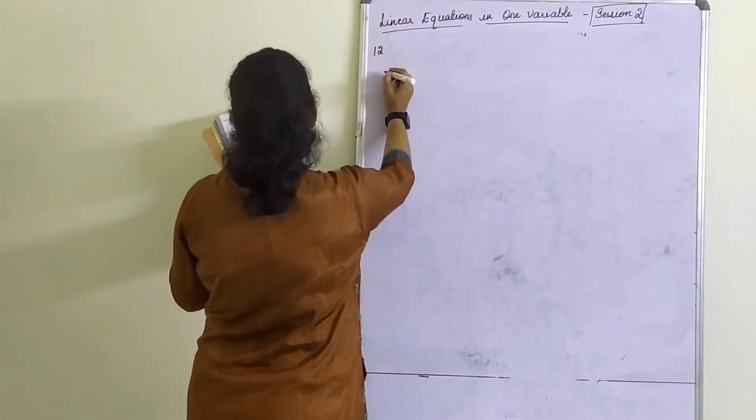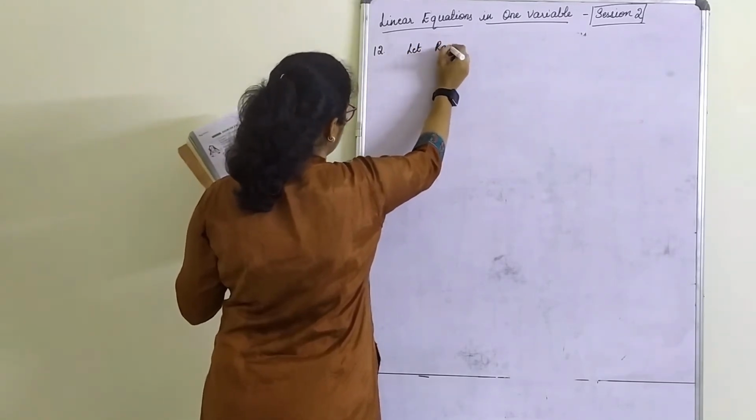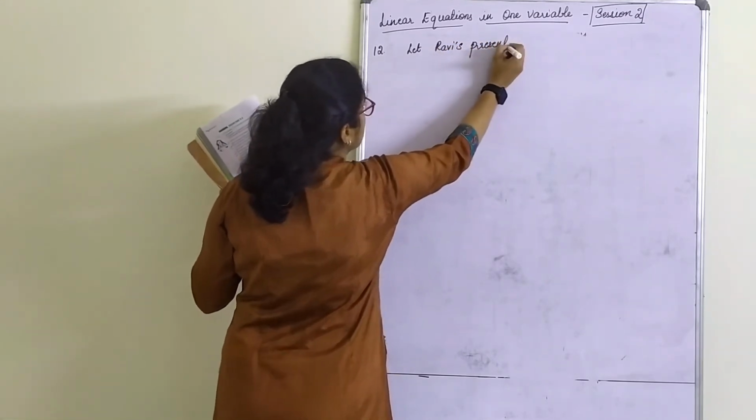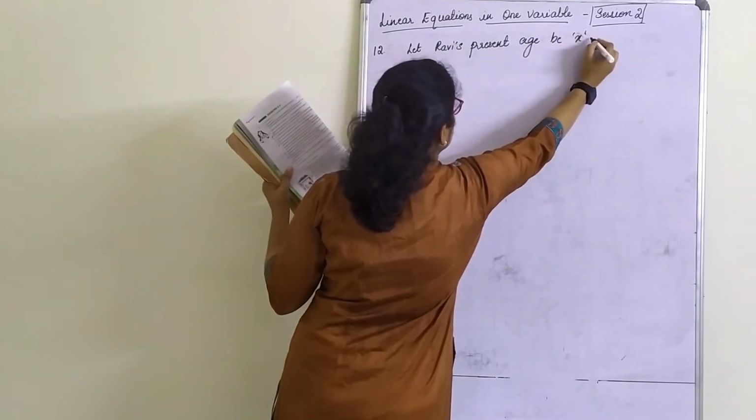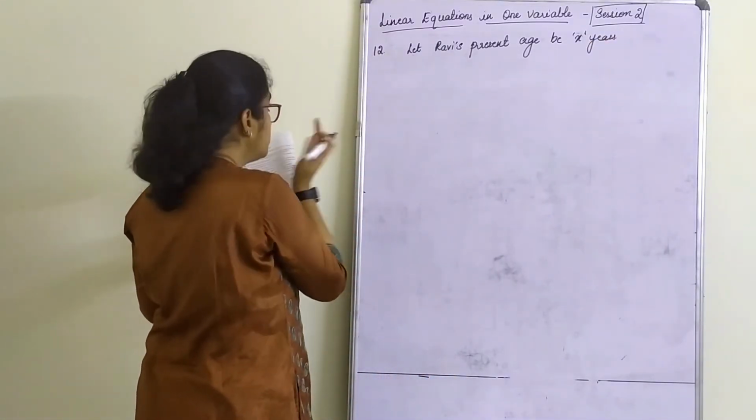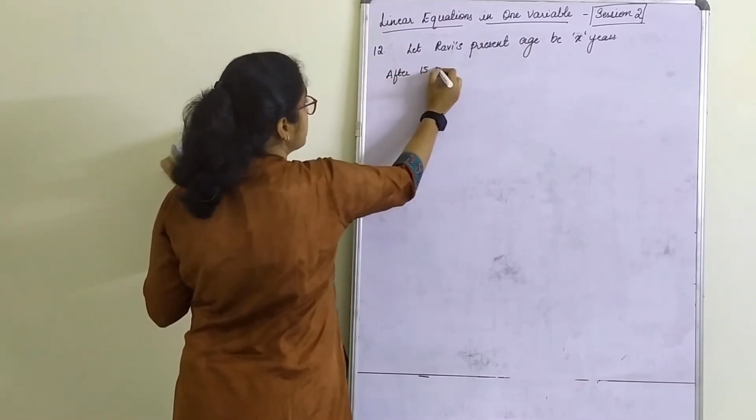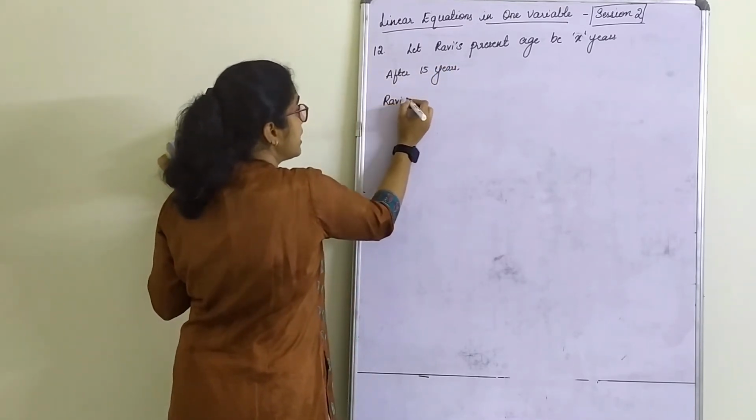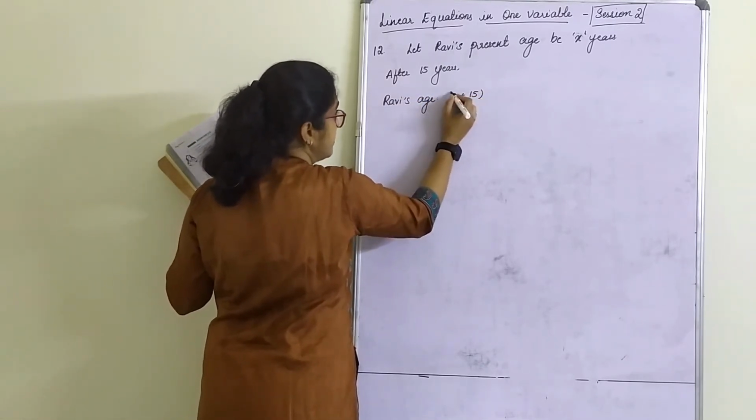15 years from now, Ravi's age will be... First of all, let us assume that Ravi's present age be X years. Okay. 15 years from now, that is nothing but after 15 years. So, after 15 years, what is Ravi's age? X plus 15. Keep this as it is.